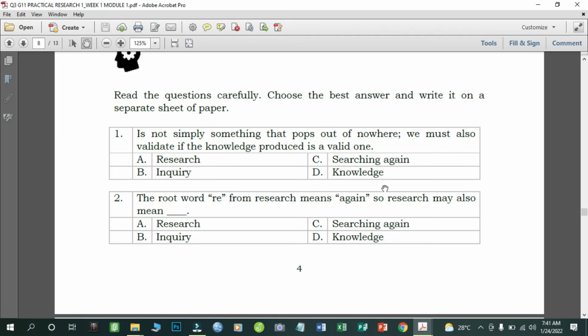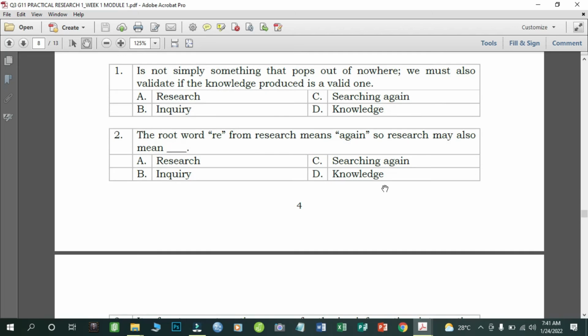Okay, number two. The root word re from research means again. So research may also mean A. Research. B. Inquiry. C. Searching again. D. Knowledge. Okay, the correct answer is letter C. Searching again. You're correct.